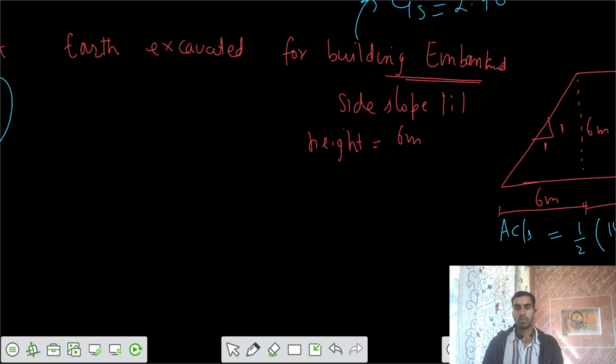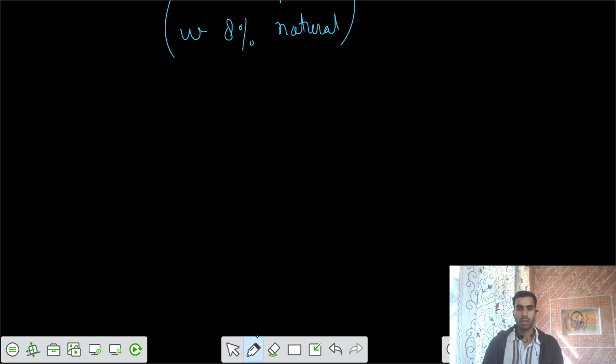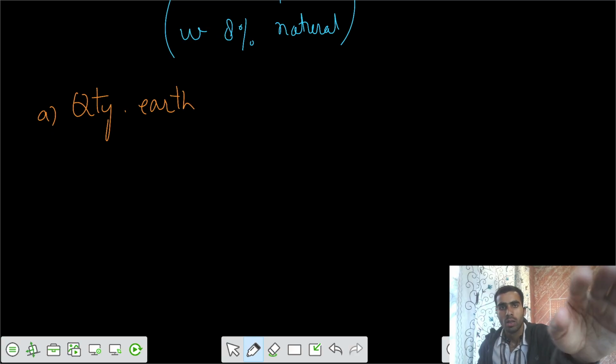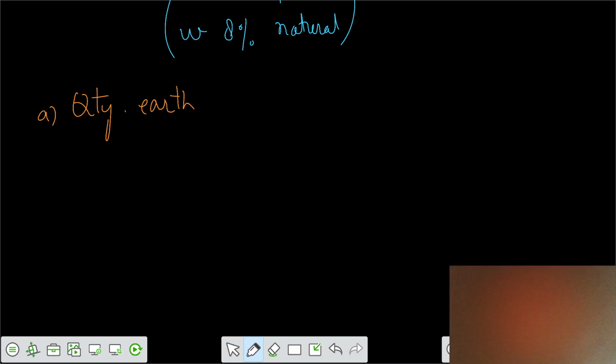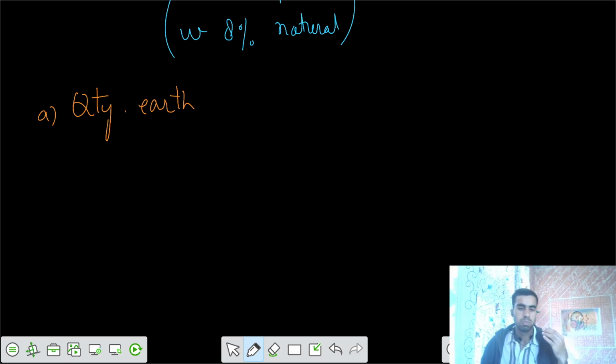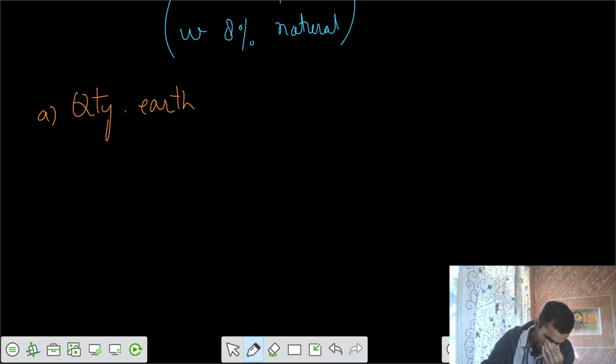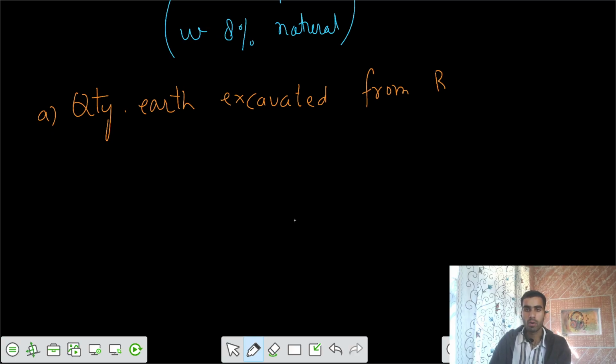Okay, so let's go for the first part of the problem. The first part of the problem is to calculate the quantity of earth excavated from the borrow pit for 1 meter length of embankment.